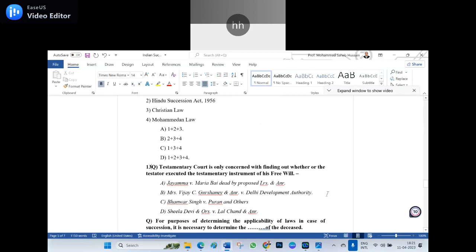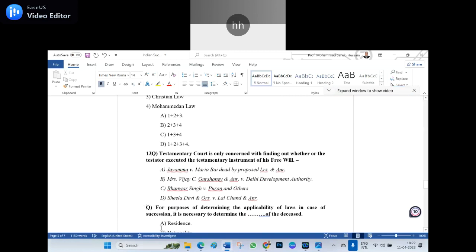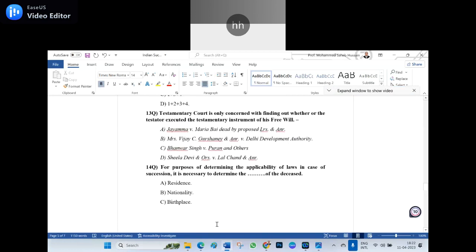A, sir. Jayamma versus Maria by dead by proposed LRs and another, sir. Wrong. D, sir. Sushila Devi and others versus Lal Chand and others. Wrong. B, sir. B is the right answer. Mrs. Vijay C. Gurshani and others versus Delhi Development Authority is the right answer for the 13th question. Now the 14th question. Read.